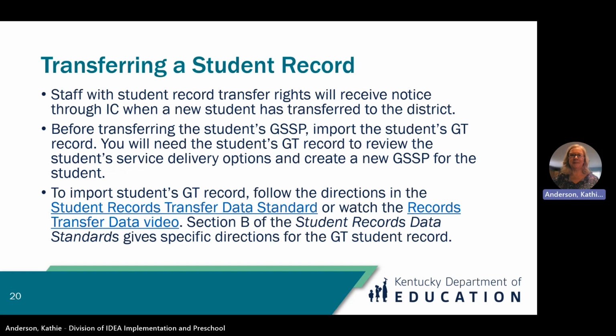Before transferring the student's GSSP, import the student's GT record. And again, that student record is a separate item from the GSSP document. Remember, the GT record tells you when the student was identified, what service delivery options the previous district offered that student, and also the evidences that were used to identify the student. Whereas the GSSP is just going to tell you what service delivery options will be given to that student, when they were identified, that type of thing, and also comments about the student. It's a document, not the record.